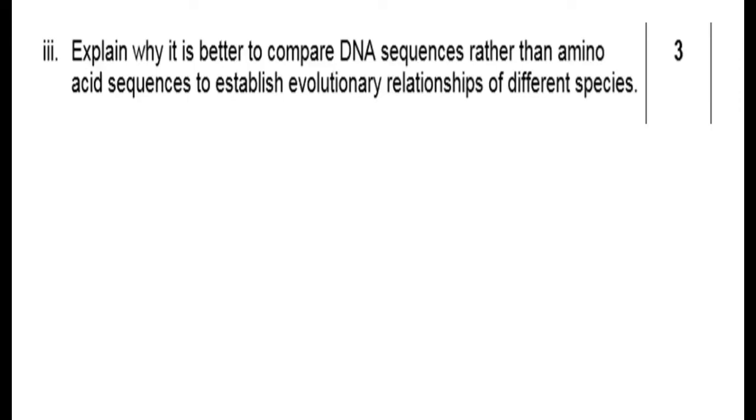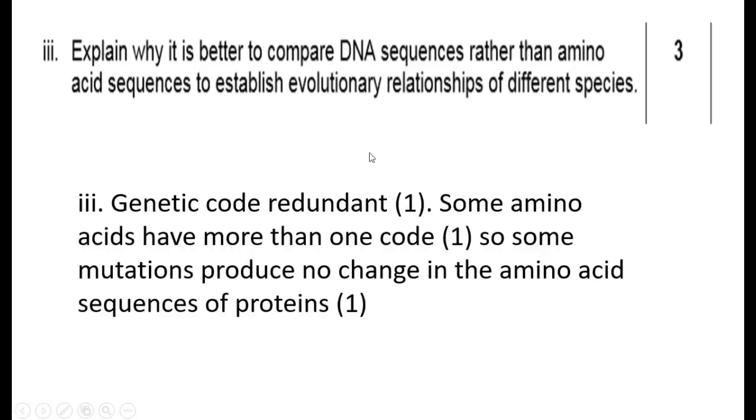Last question. Explain why it is better to compare DNA sequences rather than amino acid sequences to establish the evolutionary relationships of different species. Well, it's quite simple to explain. You know that when we talked about DNA, which will be used to make RNA and then RNA to proteins, you learned that the genetic code is redundant. That means that there are different DNA and RNA sequences which will code for the same amino acid. So you will be able to see more differences in the DNA sequence than in the amino acids. So this is what you can write.